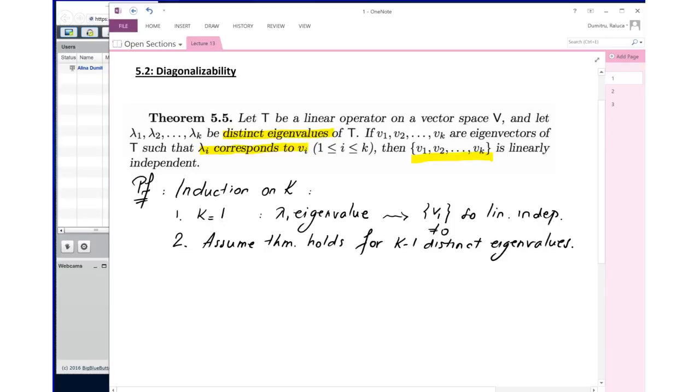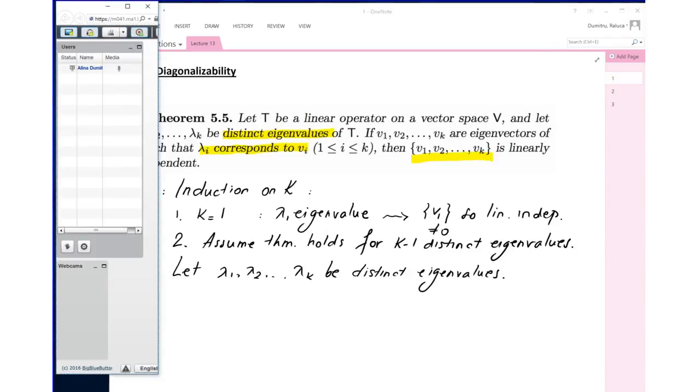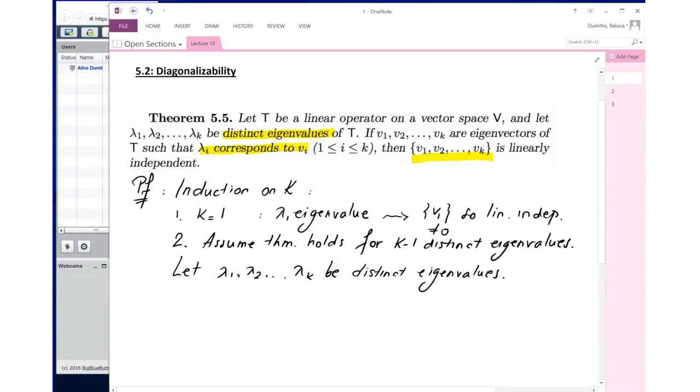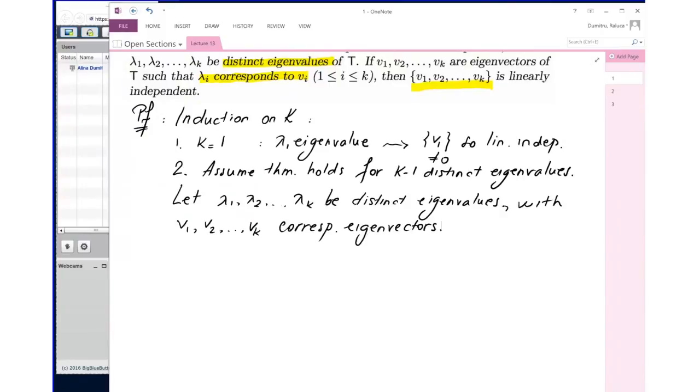So for any k minus 1 distinct eigenvalues, the theorem would hold. So now I want to prove it for k. So let's say lambda 1 through lambda k would be distinct eigenvalues, and v1 through vk would be corresponding eigenvectors. Right, so the goal is to show that the set containing the vectors v1 through vk will be linearly independent. And how do we do that? We just start with a linear combination of the k vectors and set it equal to 0.